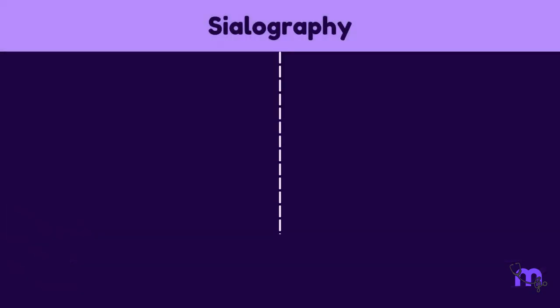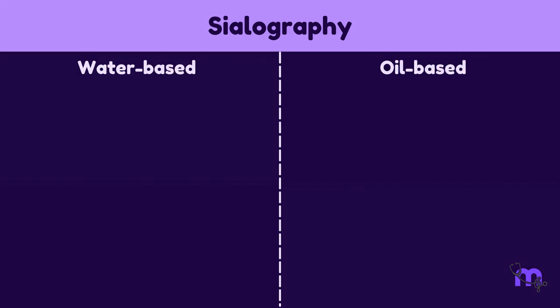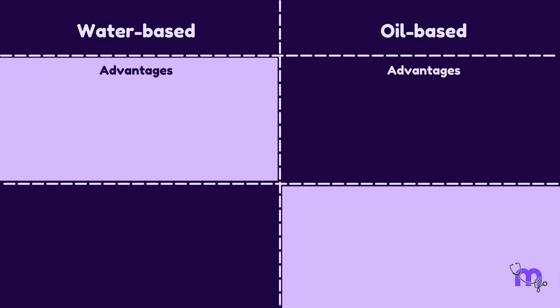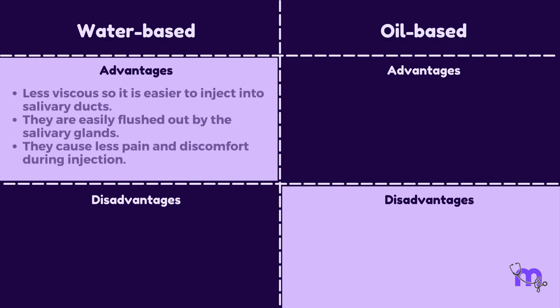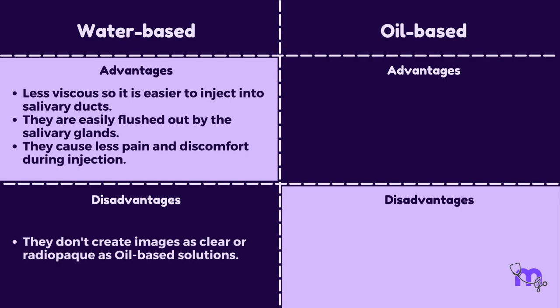Sialography uses two main types of contrast agents, water-based and oil-based. Here are a few advantages and disadvantages of both. Water-based solutions are less viscous, so it is easier to inject into salivary ducts. They are easily flushed out by the salivary glands, and they cause less pain and discomfort during injection. The disadvantage is that they don't create images as clear or radio-opaque as oil-based solutions.